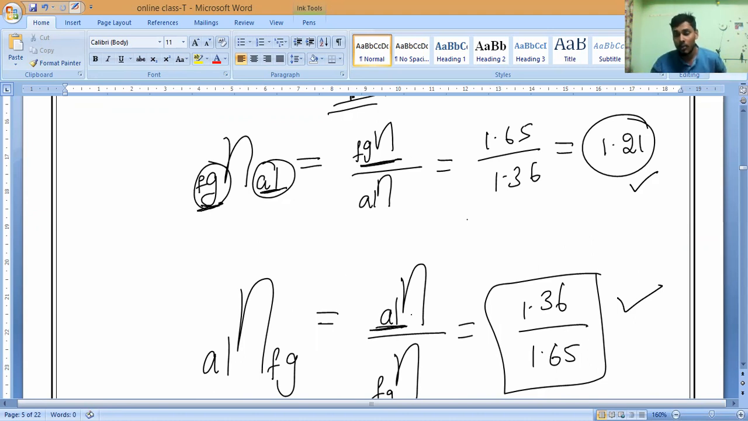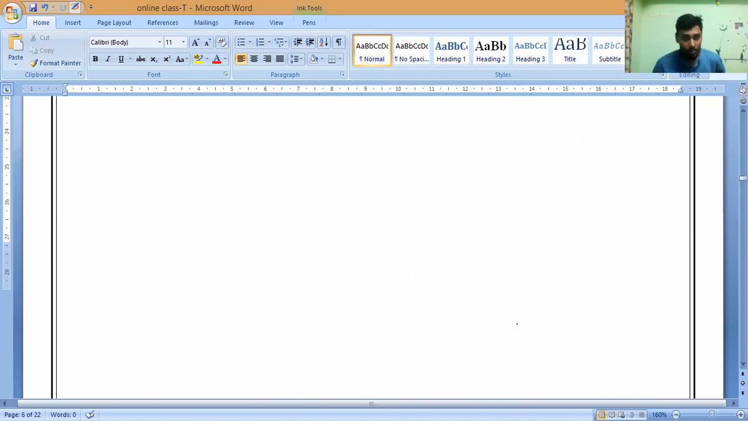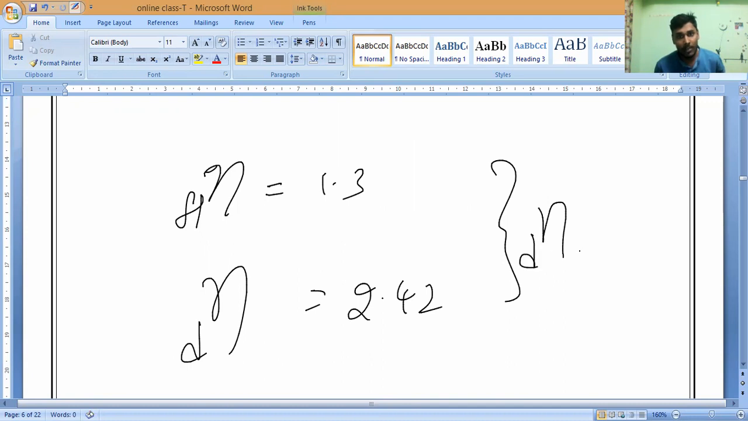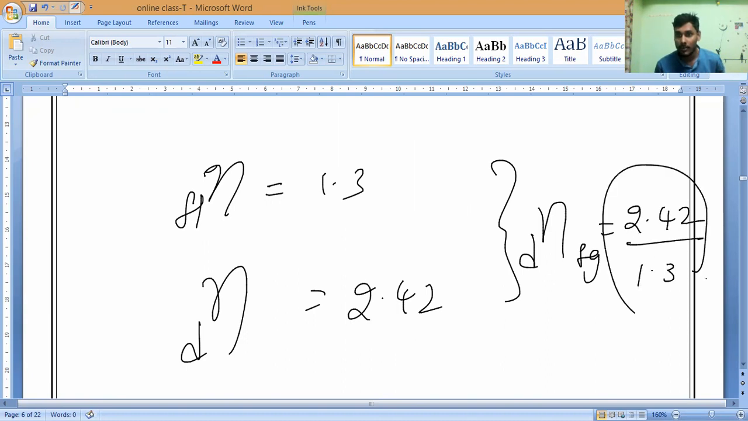Alcohol in the numerator. Now for example, one more extra example. The refractive index of flint glass, let me take 1.3. The refractive index of diamond is 2.42. Now the refractive index of diamond with respect to flint glass, then what will come, guys? Directly the diamond refractive index is up, flint glass down: 2.42 divided by 1.3. Are you clear, guys? Any doubt?